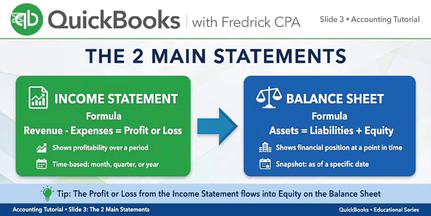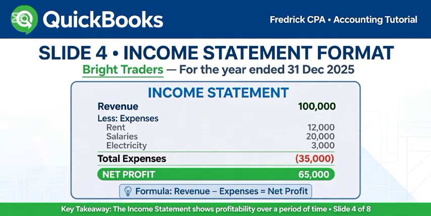Slide 3. The 2 main statements. Income statement purpose: show performance over a period. Formula, revenue minus expenses equals profit or loss. Statement of financial position purpose: show position at a date. Formula, assets equals liabilities plus equity.